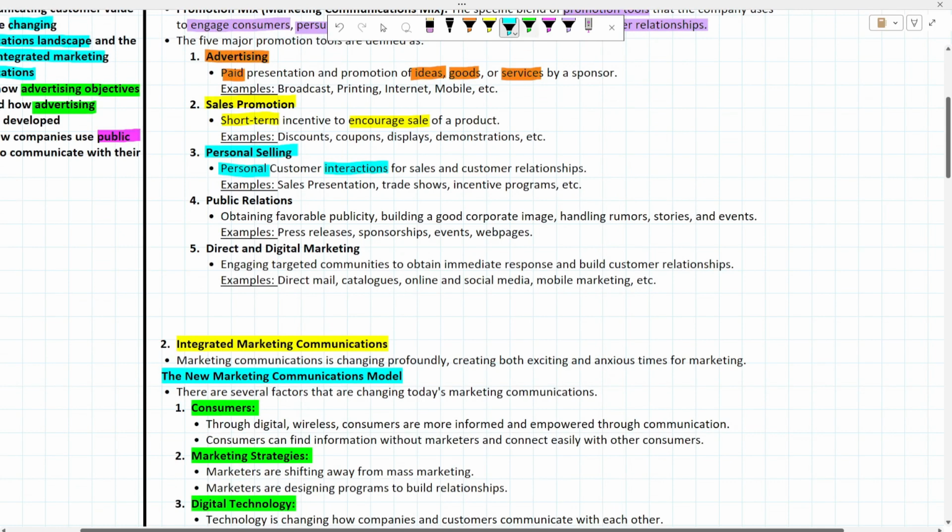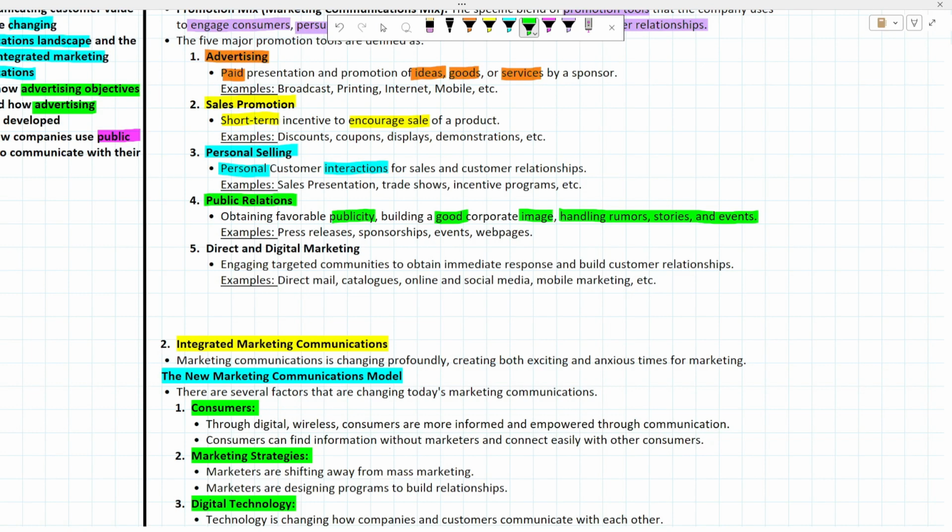Four, public relations. This means obtaining favorable publicity, building a good corporate image, and handling rumors, stories, and events. Examples of these are press releases, sponsorships, events, and web pages. So publicity, and then good image, and handling rumors, stories, and events.